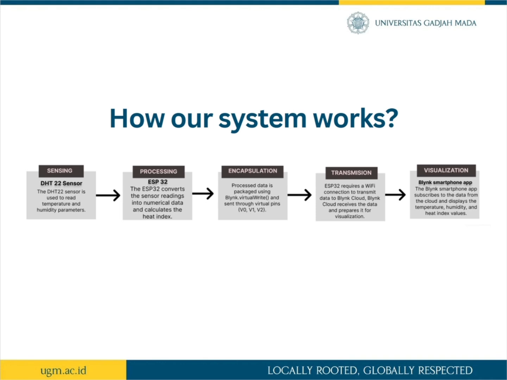Once all this data is packaged, we enter the transmission stage. The ESP32 uses its Wi-Fi connection to push this data to the Blynk cloud. And for this Blynk cloud, finally we have the visualization. The Blynk smartphone app subscribes to the cloud data and displays the real-time temperature, humidity, and the heat index values to the user. So we can see all those three variables from our phone, anywhere, anytime. We can see it on this Blynk smartphone app.